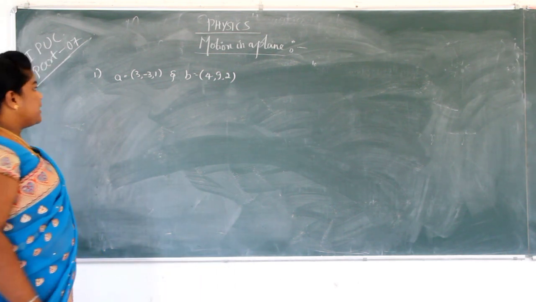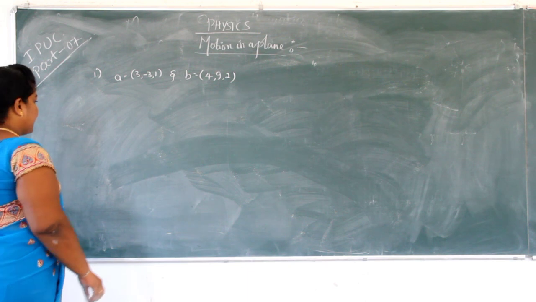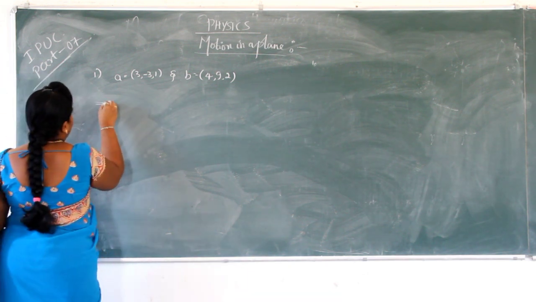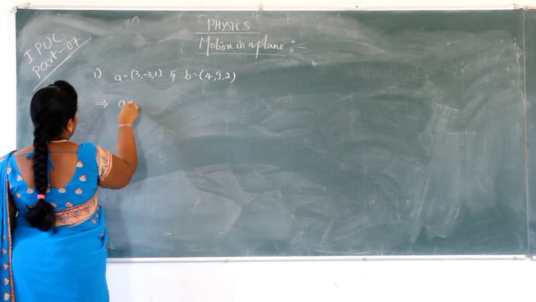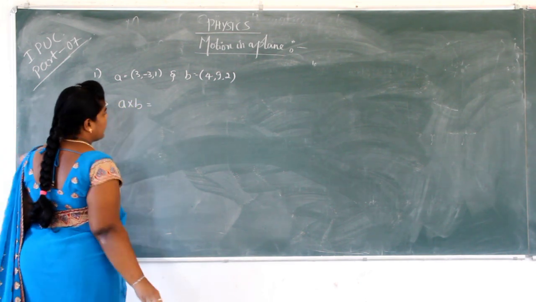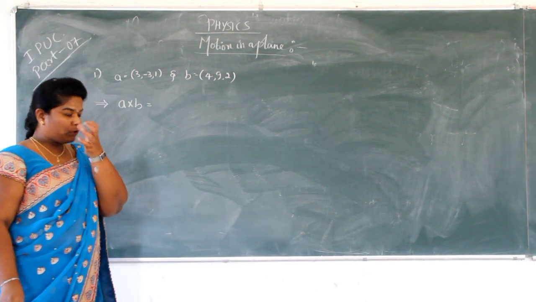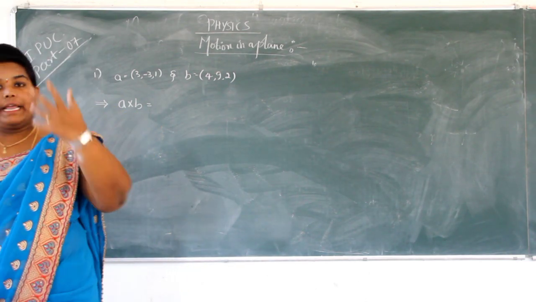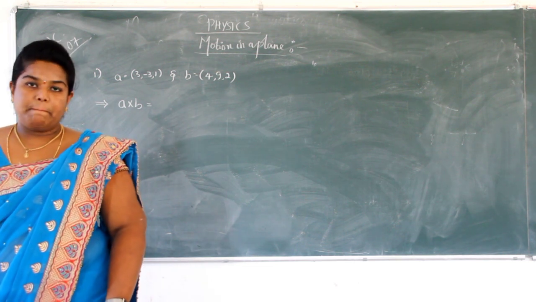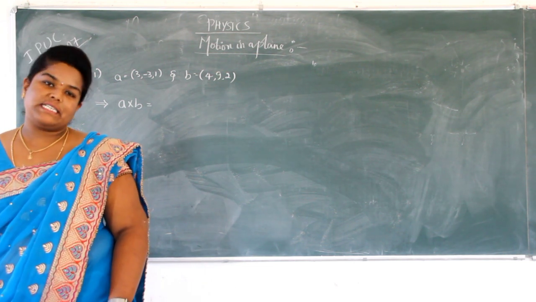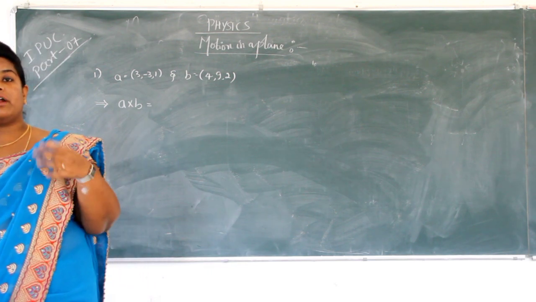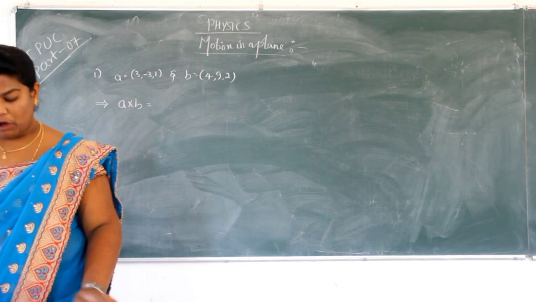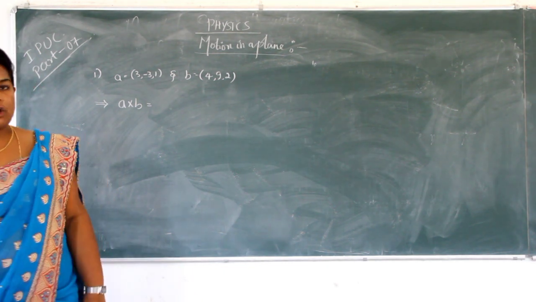Dear students, what has the question given? It says cross product. How to do the cross product? See, cross product means A cross B. When they give A cross B, what comes to your mind? A B cos theta, A B sin theta, A B cos theta n cap all come to mind whenever dot product or cross product is given. But here we are not using any formula, we are just going to solve it as it is.